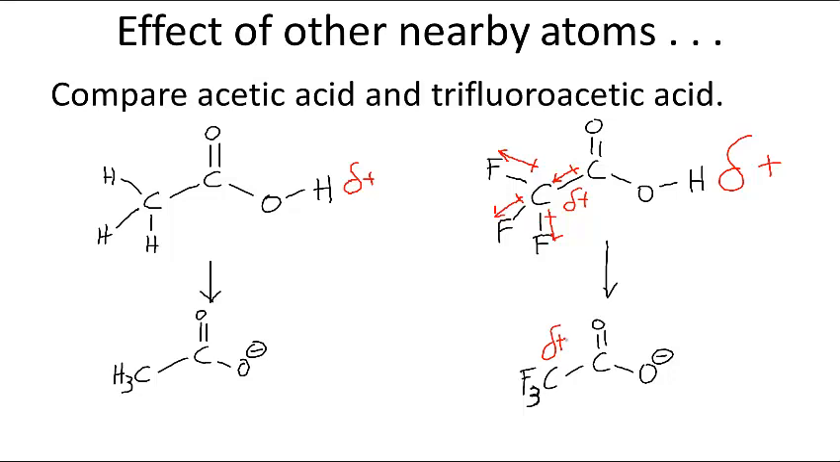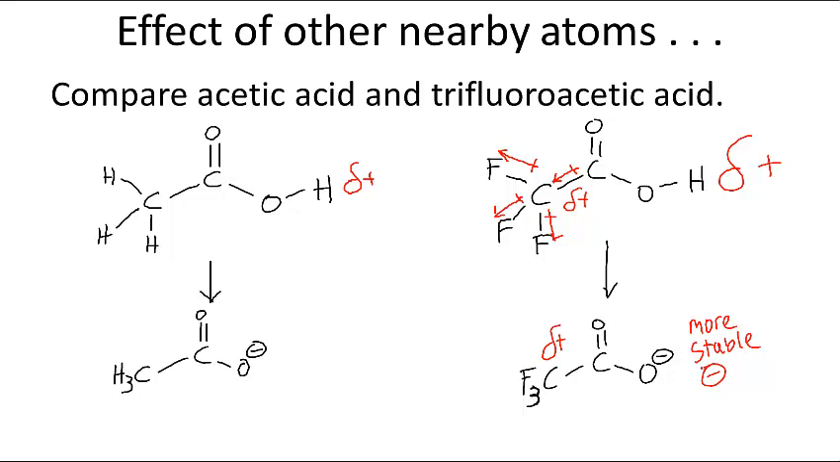If you're a negative charge, what would you like to be near? Positive charge. So would you rather be on the trifluoroacetic acid where there's a partial positive charge, on the C, or would you rather be on just regular old acetic acid where there's no partial positive charge because there's no really electronegative atoms? The trifluoroacetic acid. So here, more stable. All right, our prediction is that acetic acid should be weaker, trifluoroacetic acid should be stronger.